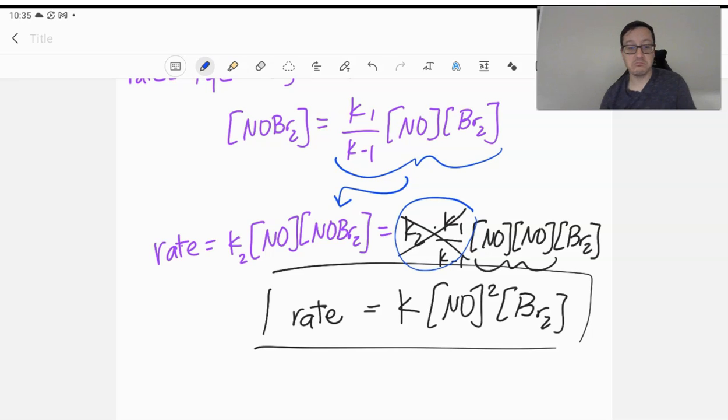In our final section of this chapter, we're going to look at catalysis. What are catalysts and how do they work?